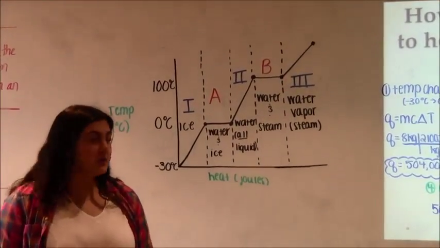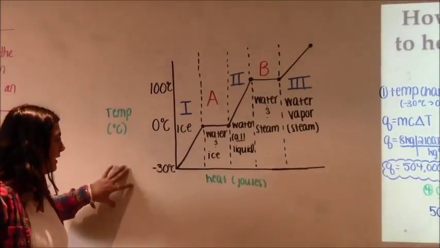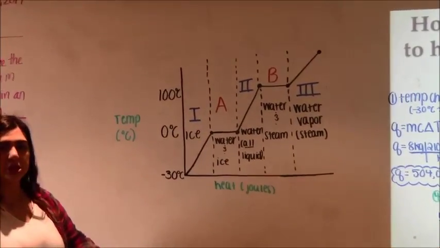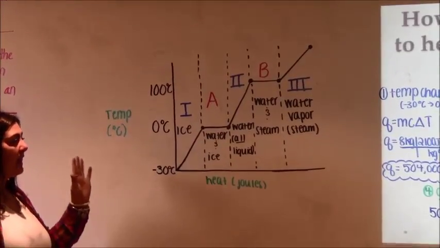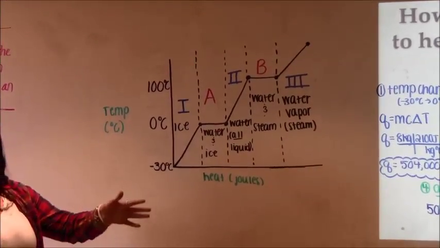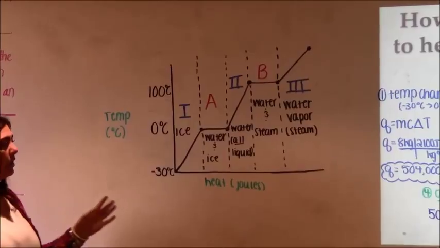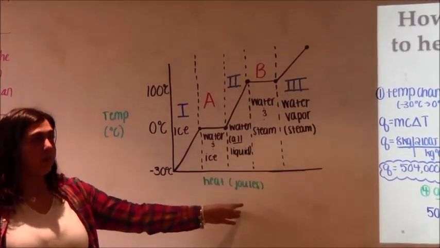Before we attempt to solve this problem, we have to look at this graph here. This has all the phase changes and all the temperature changes you need to get from ice to water vapor or steam, but we're only going to go through the first 3 in this problem.